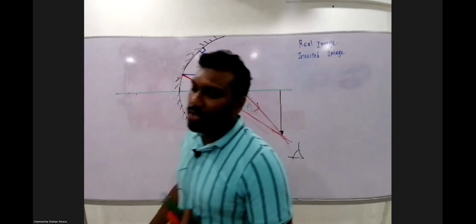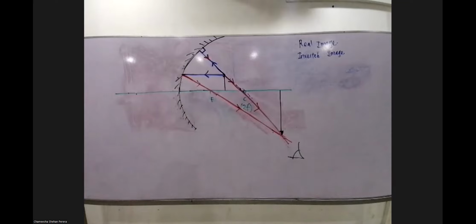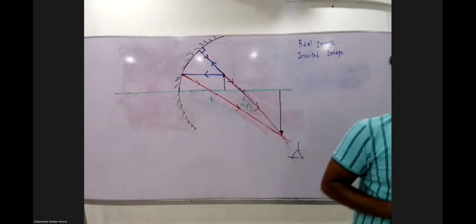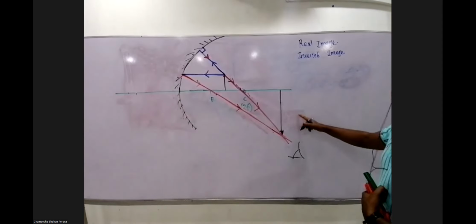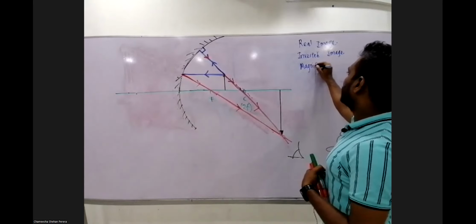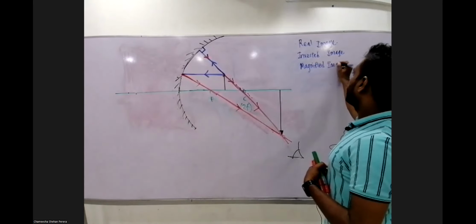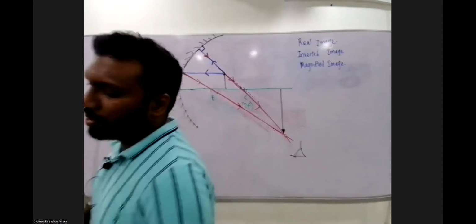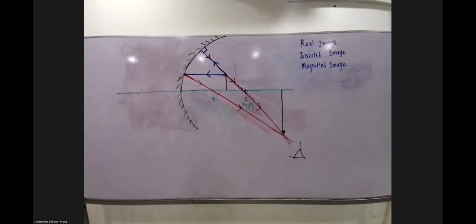Now, how about the position of the image? Okay, size of the image. It's large. Large, how do you call it? Yeah, it's large. How do you call it? Magnified image. And the position of the image? Position.